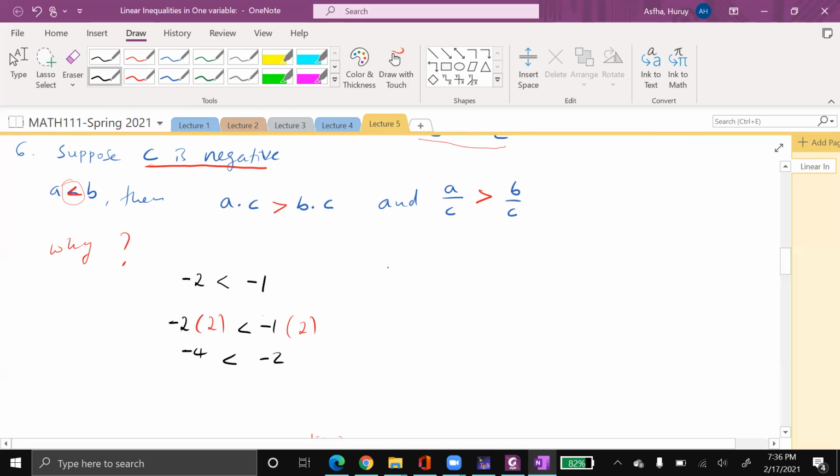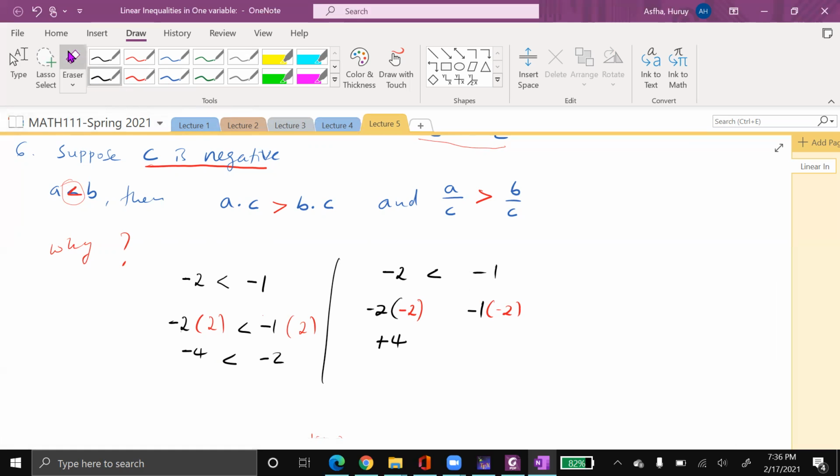Okay. Now let's go to the other property. We have -2 less than -1. Then -2 times, now instead of multiplying this by +2, I will multiply it by -2. And then here we have -2. Okay. Now, again, before I put the sign here, I will do the operation. -2 times -2 is +4 now.